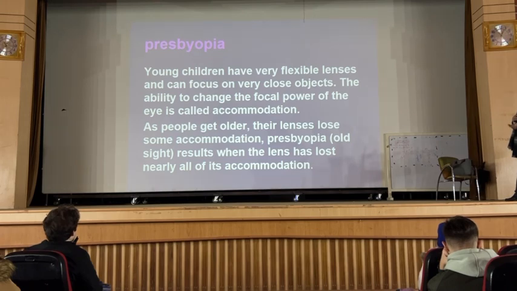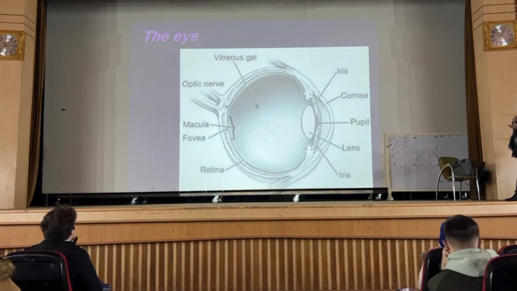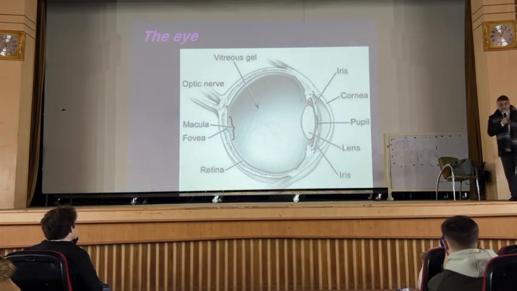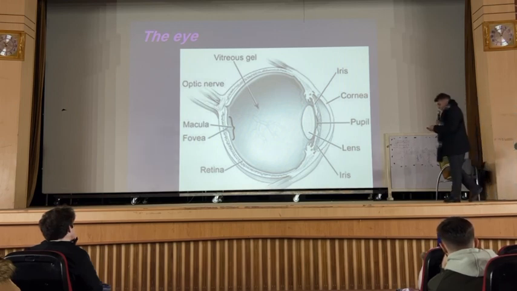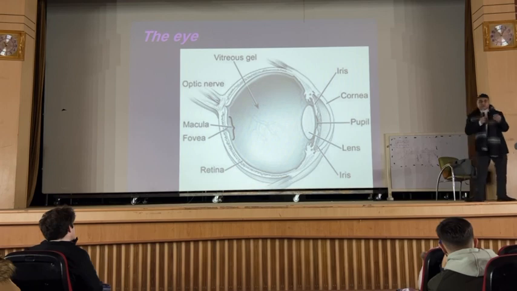We talked about presbyopia. This process of changing the power of the lens is called accommodation. Accommodation means adaptation, a change in power.